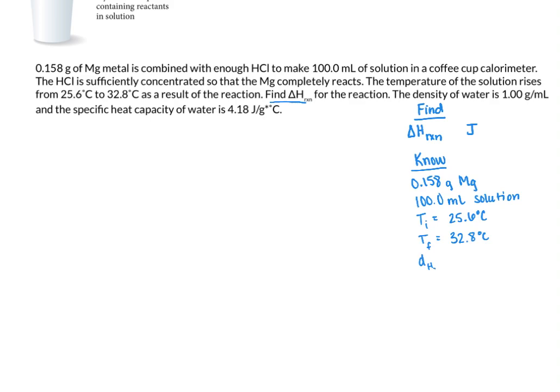We have our density of water, which is 1.00 grams per milliliter. And we have our heat capacity of water, which is 4.18 joules per gram times degree C. Okay, so that's a lot of information. And so we need to come up with a good strategy for organizing how we're going to solve this.